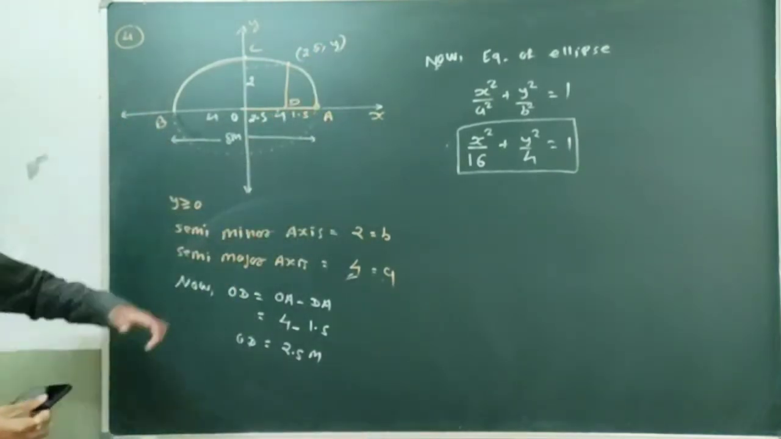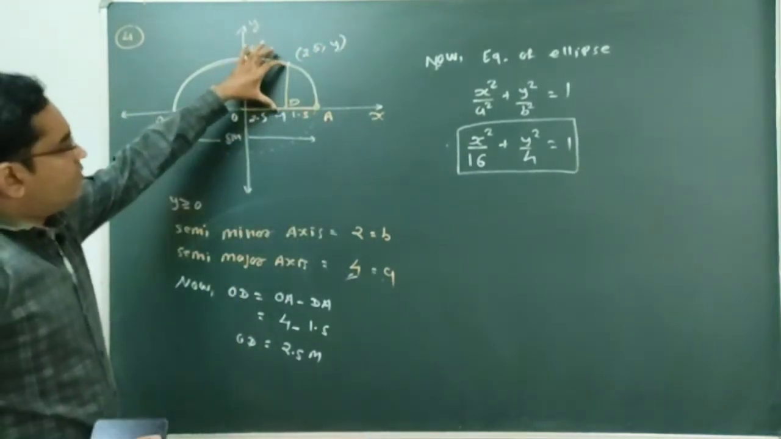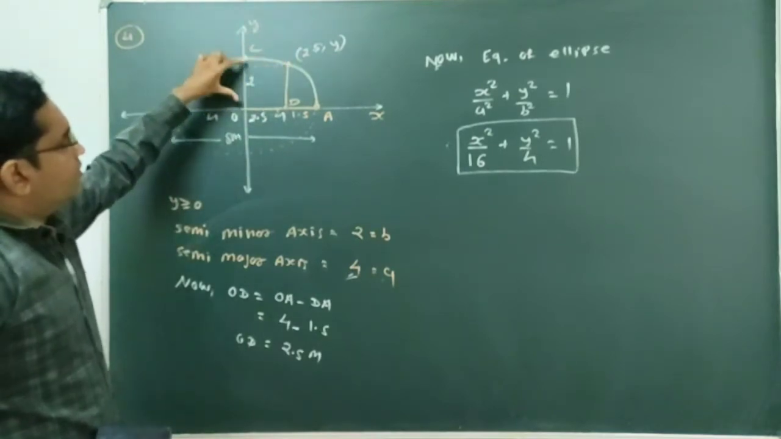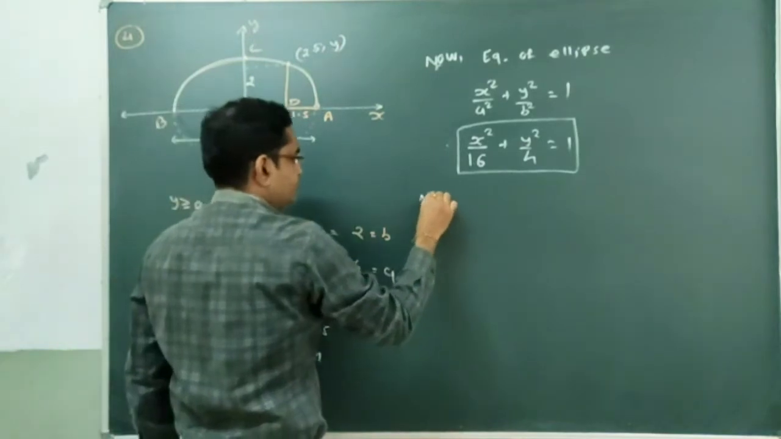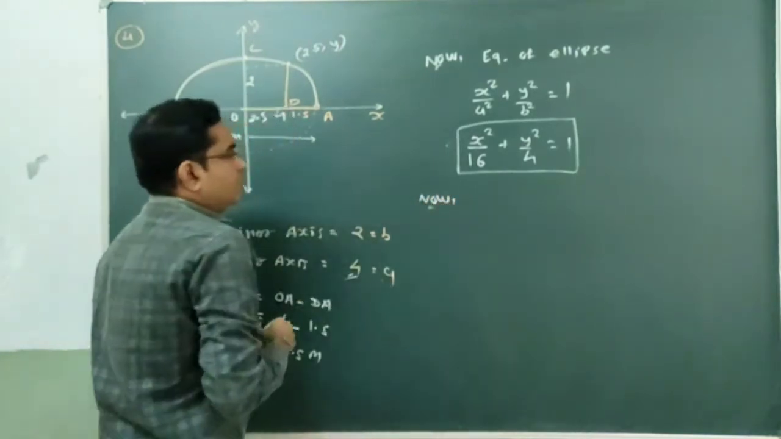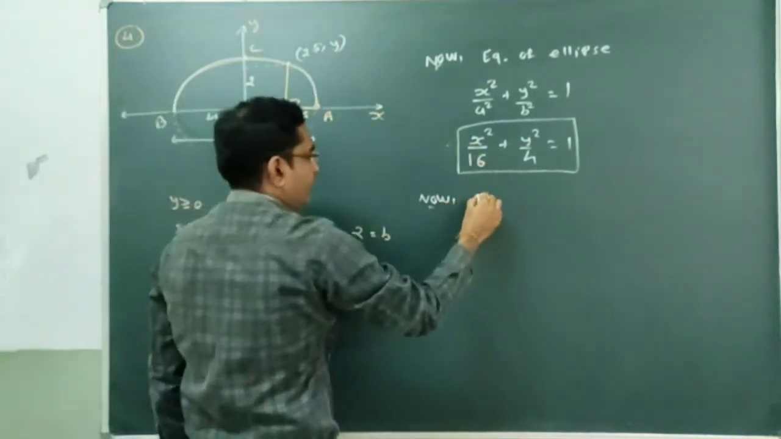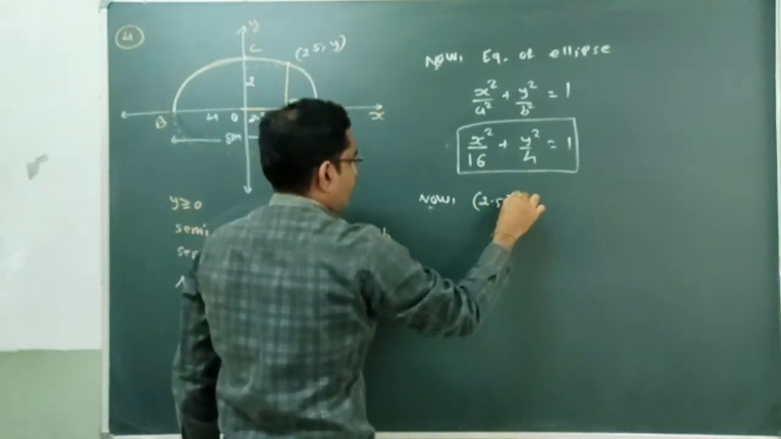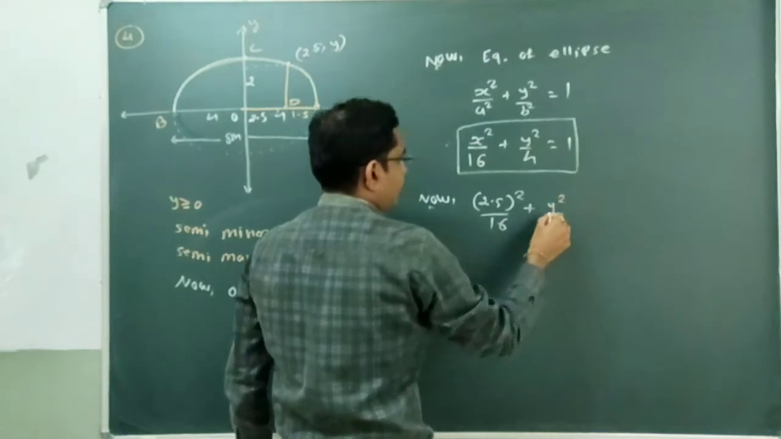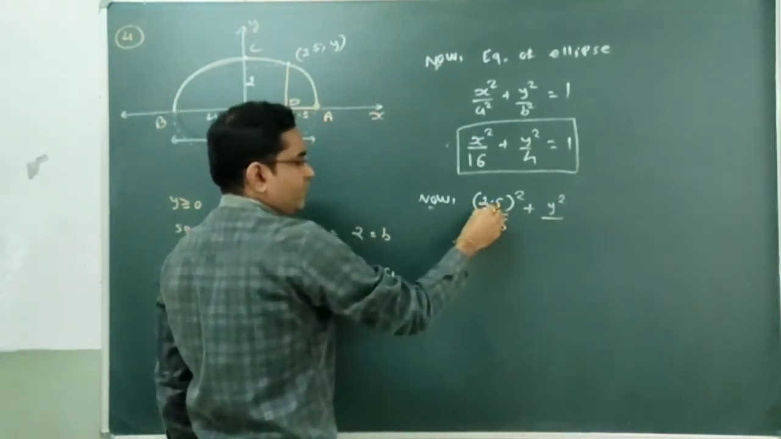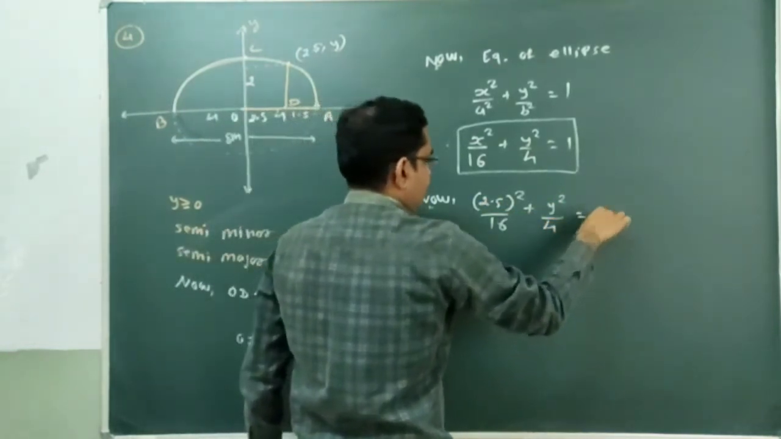We have to find the height of this arc at the distance of 2.5 meter from the origin. So here we have to find the value of this y. Now put this value of x, which is 2.5, whole square divided by 16 plus y square, that will be the height of the arc at the distance of 2.5 meter from the origin, that we have to find.